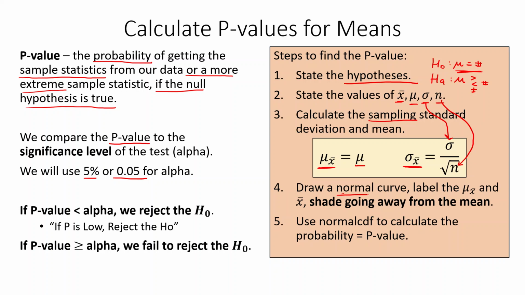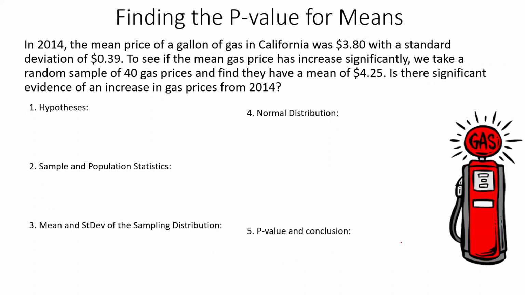Then we're going to draw our normal curve, just like we did with p's. We're going to label the mean right in the middle. We're going to label wherever our sample mean, x bar, is, and then we're going to shade going away from the mean, just like last time, so in the opposite direction from the mean. And then we'll use normal CDF to find that probability, and that probability will be our p-value. All right, so we've got a few examples coming up, but that's all I've got left here is just examples.